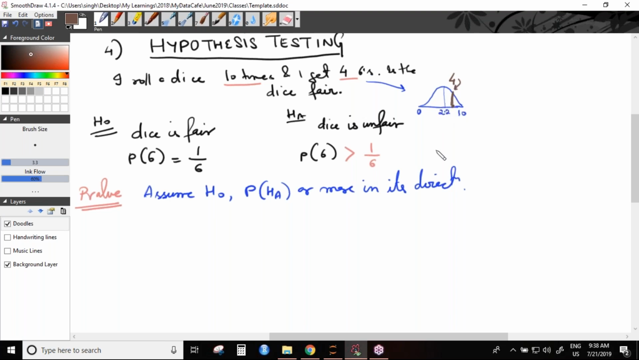So now what will be the direction of the alternative? The direction of the alternative is higher than 1 by 6. That means you will get more and more sixes. Not this direction; if you go this way, it will be the opposite direction of the alternative, because the alternative says that you get more and more sixes. So this is the area we have to find, and then compare that area with the threshold. This area is nothing but the p-value. This probability is called the p-value.